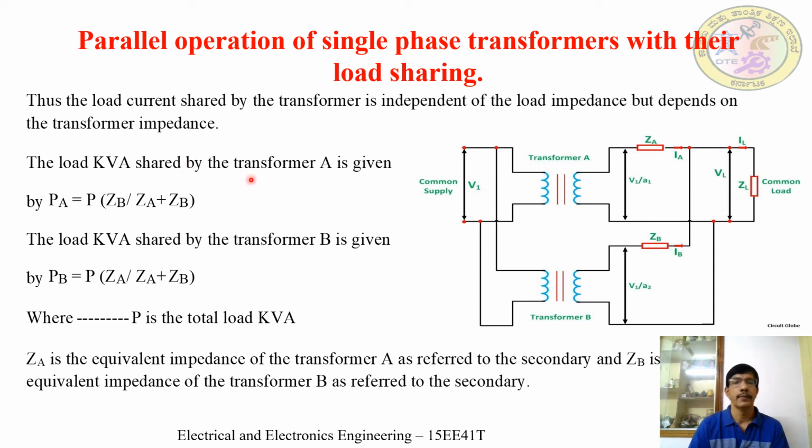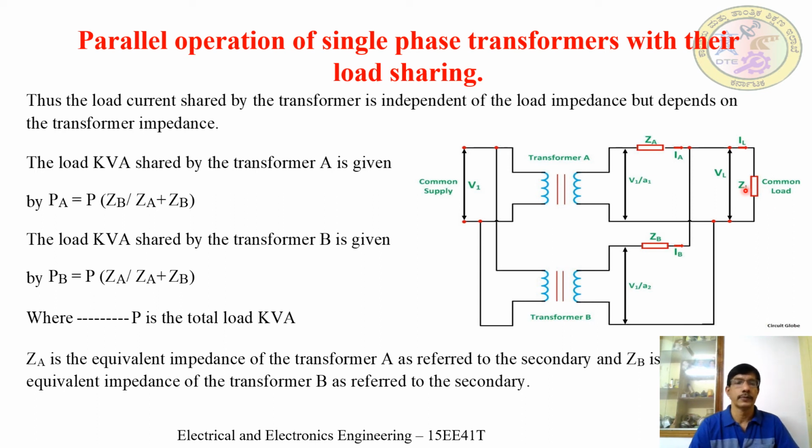The kVA shared by the transformer A is given by PA equal to P into ZB divided by ZA plus ZB. Similarly, kVA shared by the transformer B is given by PB equal to P into ZA divided by ZA plus ZB, where P is the total kVA. ZA is the equivalent impedance of the transformer A as referred to secondary, and ZB is the equivalent impedance of the transformer B as referred to the secondary.